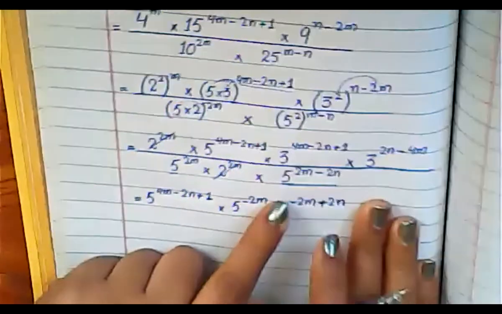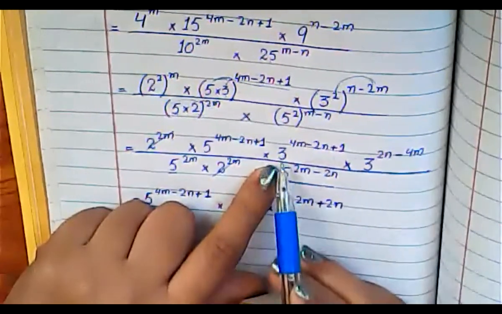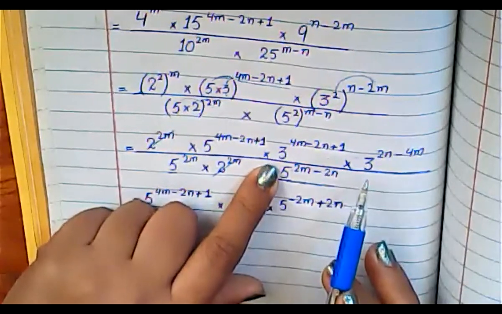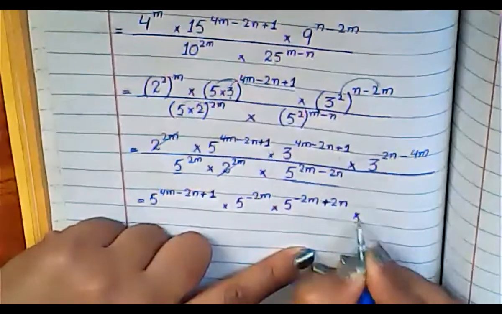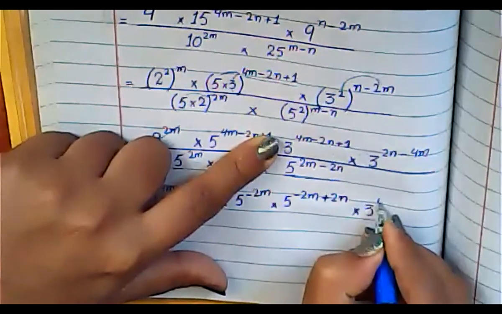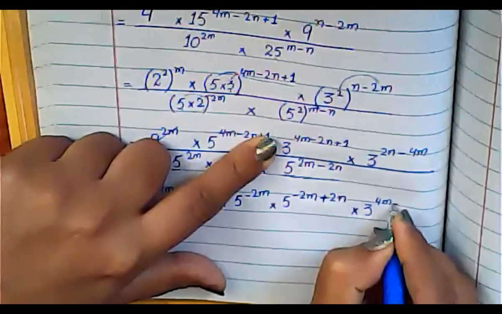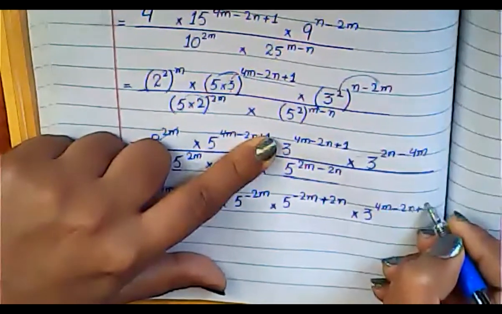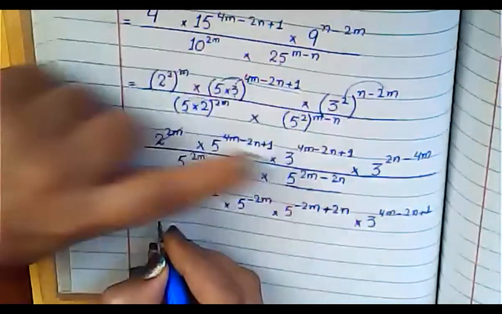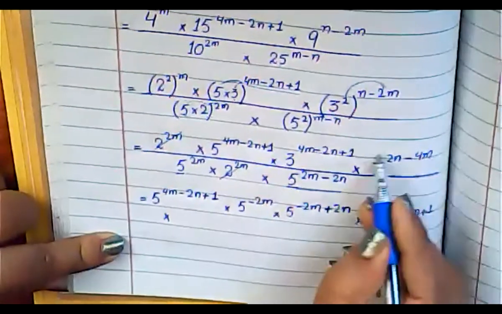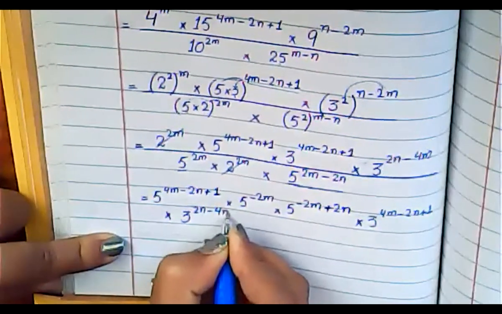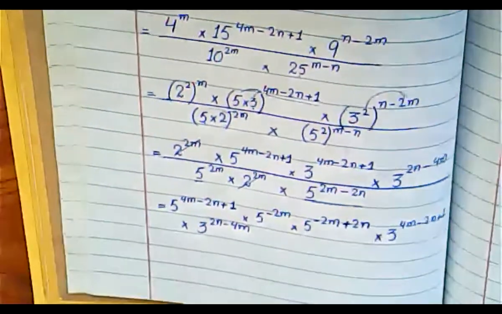That's it. Now, what bases are left here? You are left with two terms, this term and this term. Simply copy them as they are without changing any powers, because they are on the numerator side. So I'm going to write it here: 3 to the power 4m minus 2n plus 1. And then this last term, on the next line, I'm going to write down here, multiplied by 3 to the power 2n minus 4m. That's it. Clear?